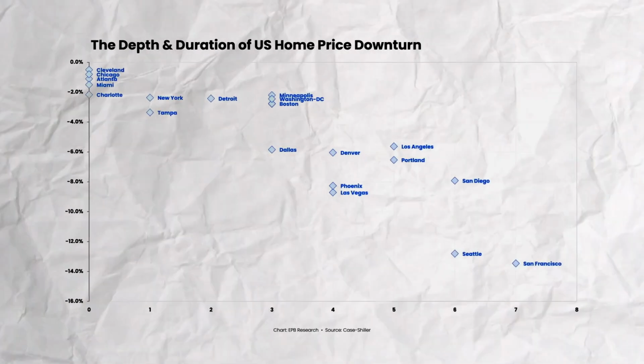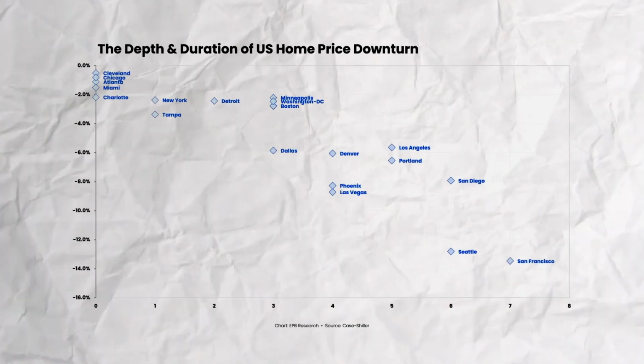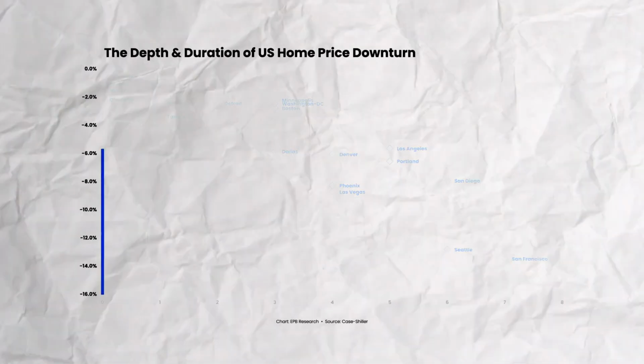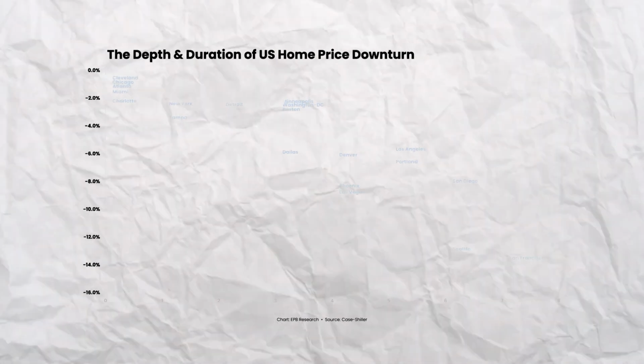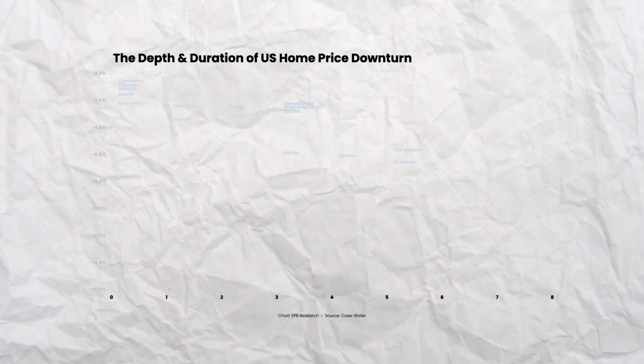On this graph, we display the distribution of housing price declines in 20 major cities across the country. On the left axis of the graph, the percentage decline from the peak is shown, and on the bottom portion, the duration of the housing price decline is depicted.